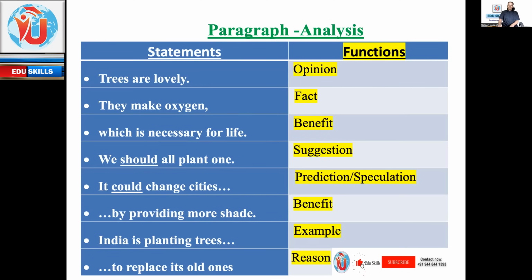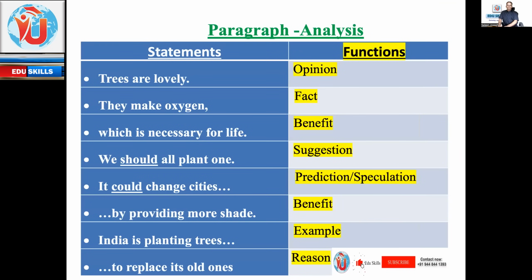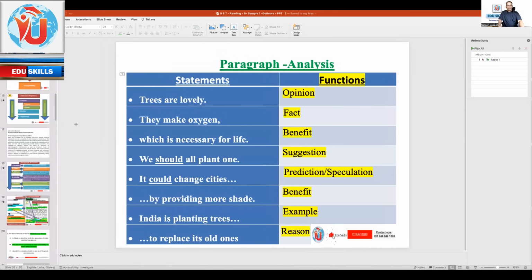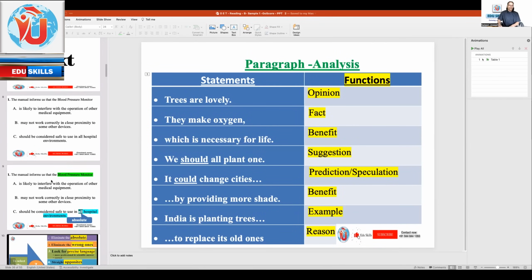Trees are lovely: opinion. They make oxygen: fact, which is necessary for life: benefit. We should all plant one: suggestion. It could change cities: prediction, speculation. By providing more shade: benefit. India is planting trees: example. To replace its old ones: reason. Now, if you have some doubts, you can go to the EduSkills YouTube channel. You can find there 2 videos about PEEL, one of 2 minutes and one of 6 minutes. Small videos on PEEL: point, explanation, evidence, and link. It clearly explains the paragraph structure.